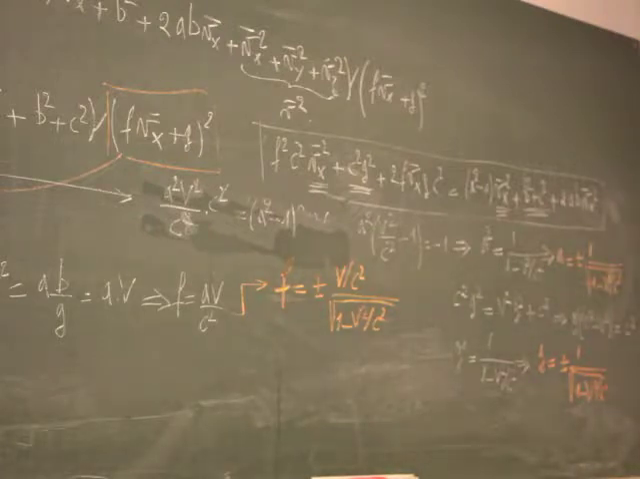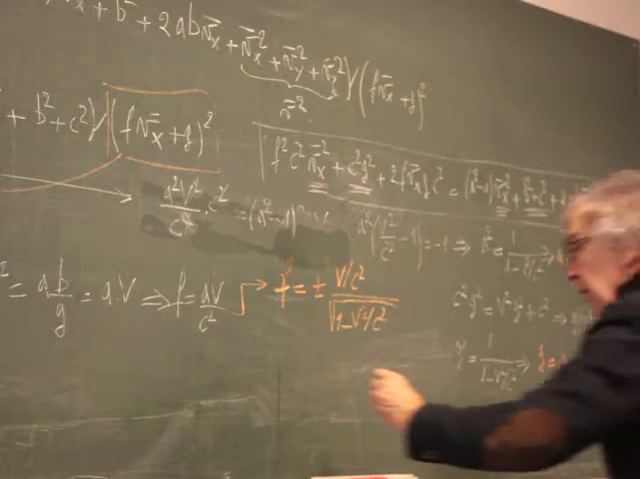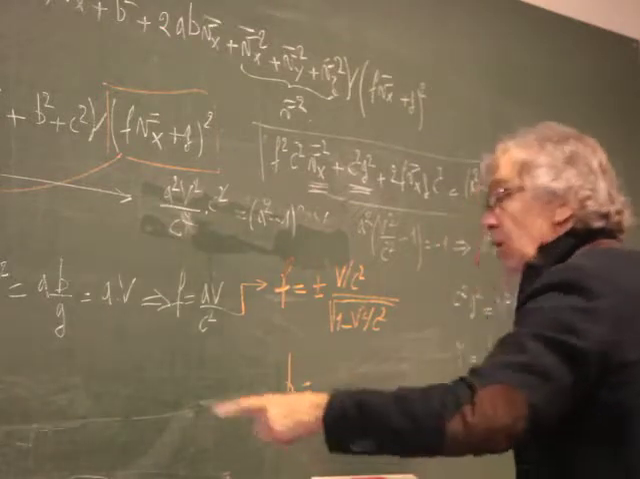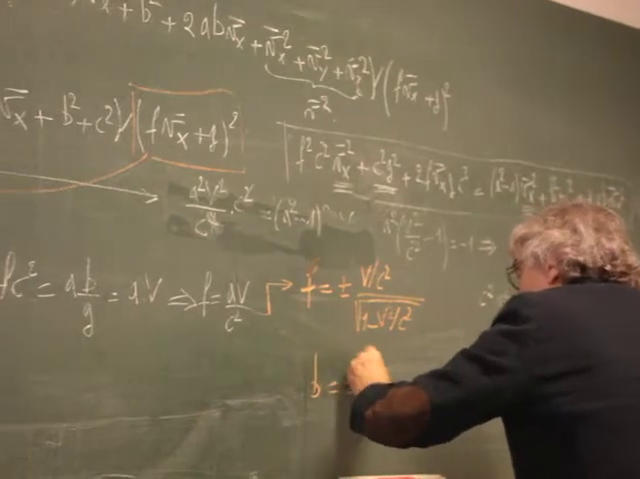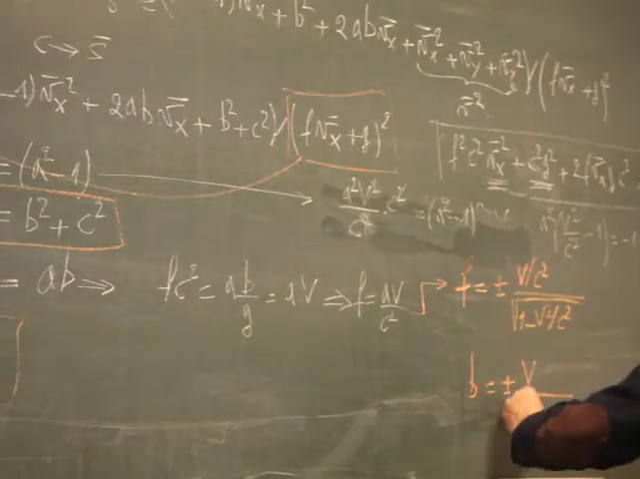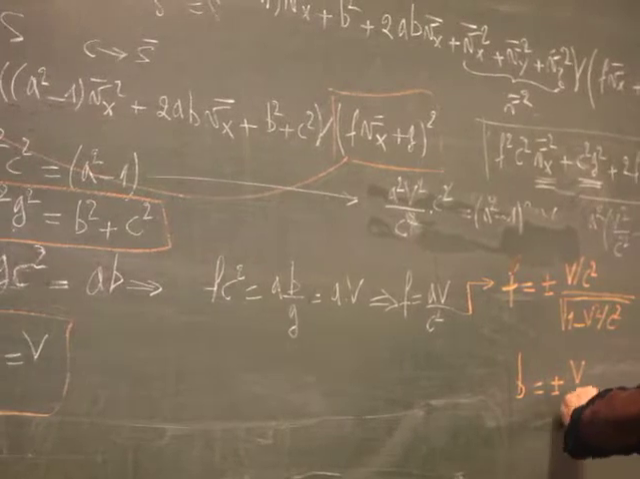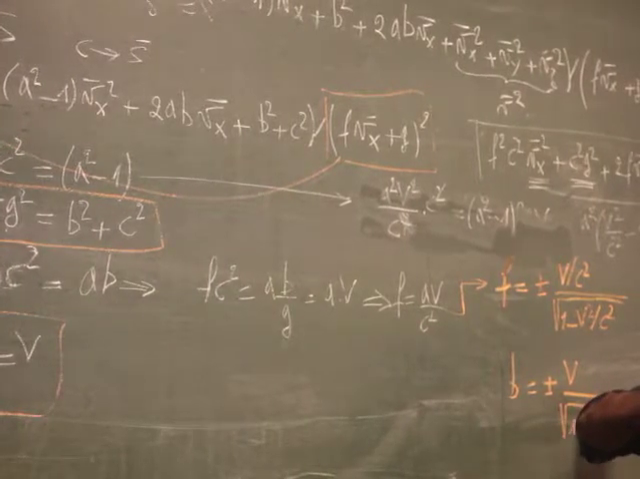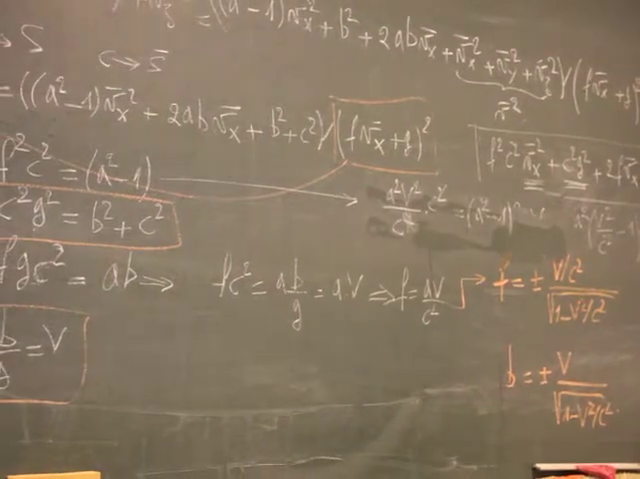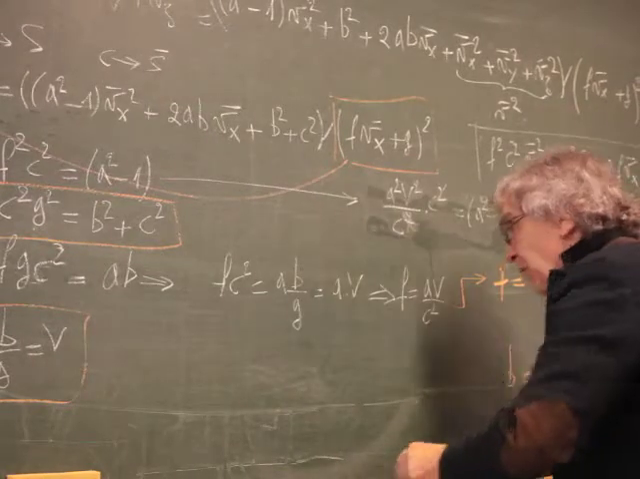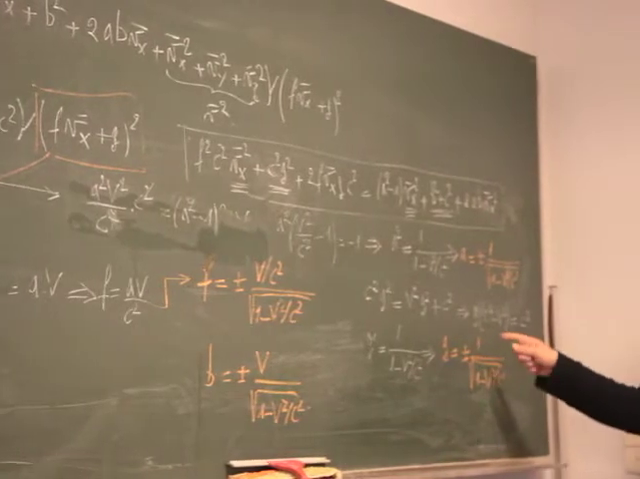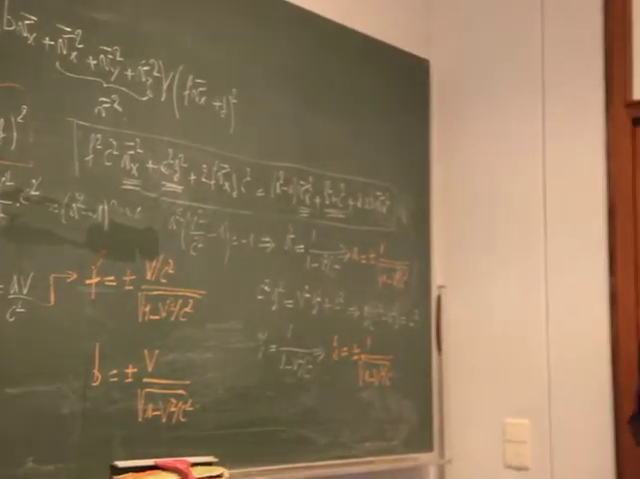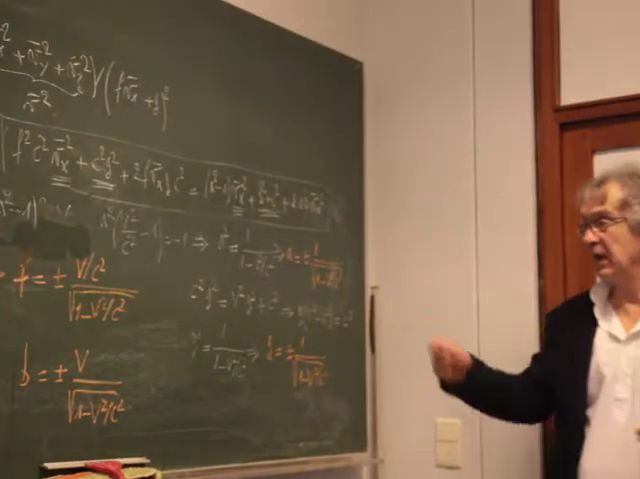Okay, now one more constant, b. Well, b is equal to v times g, so it will be plus or minus v divided by the square root of 1 minus v squared over c squared. So we almost finished, yeah? Now we have the problem with the sign, whether we should take plus or minus in those relations.